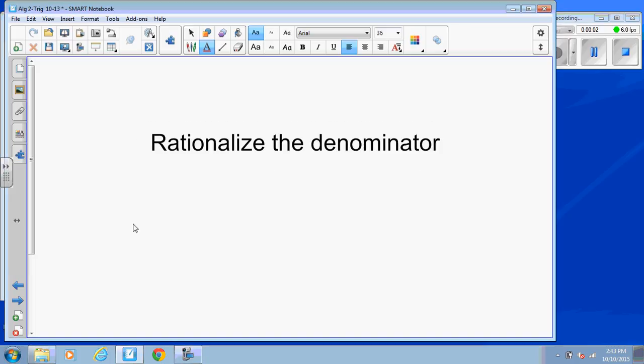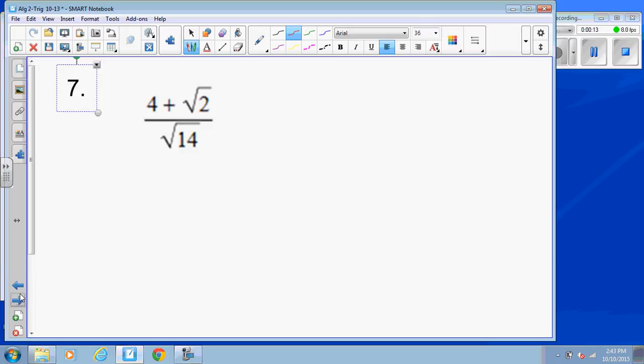This video involves rationalizing the denominator. Basically what it means is we can't have a square root in the denominator. So there's a couple of different types of problems for this. We're going to go through the 3 or 4 that we'll see.